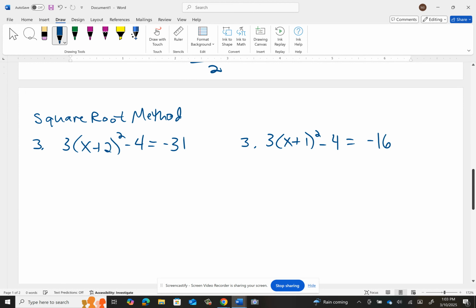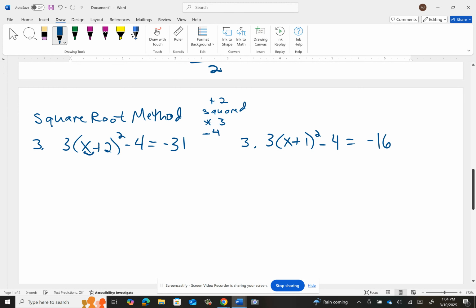You need to have the square root part isolated. It's kind of based on order of operations. If you just look at one of these, if I put a number in here for x, for instance, on the one on the left, I would have added 2, okay? Then I would have squared, okay? Then I multiplied by 3, then I subtracted 4, okay?